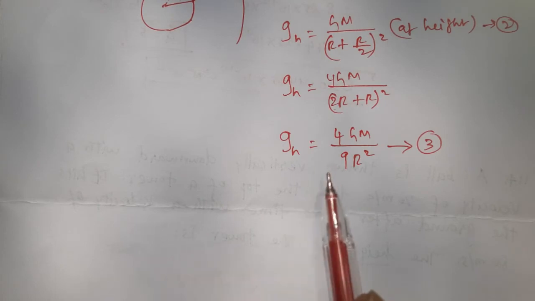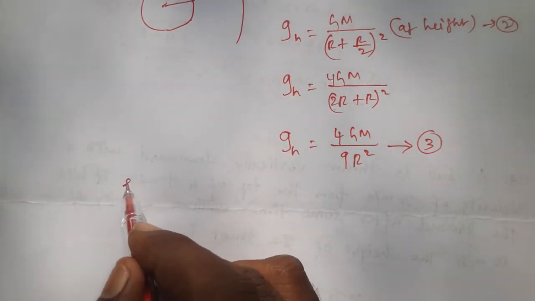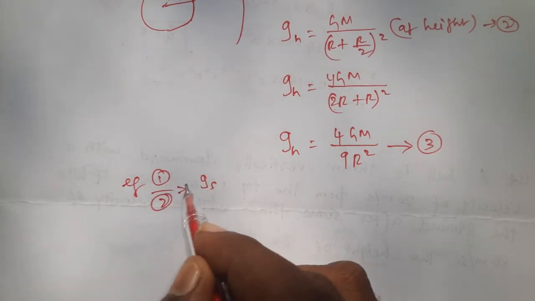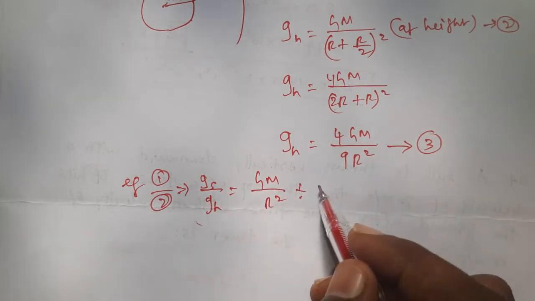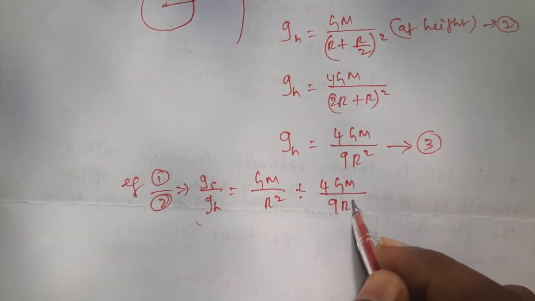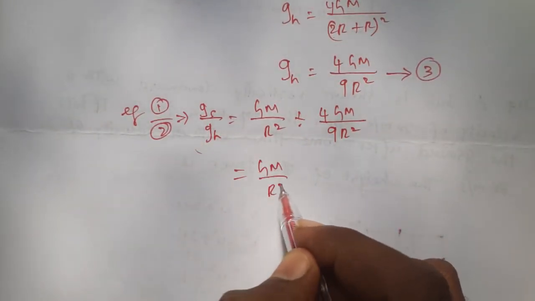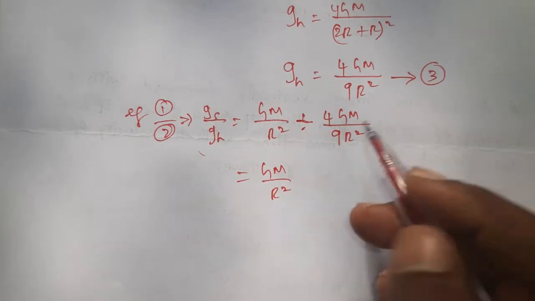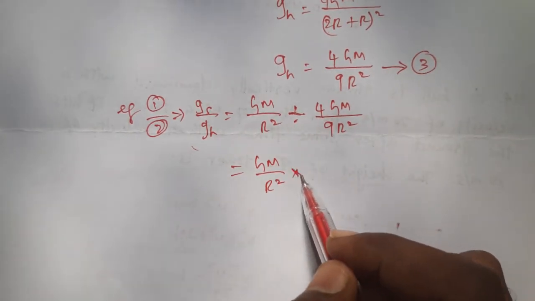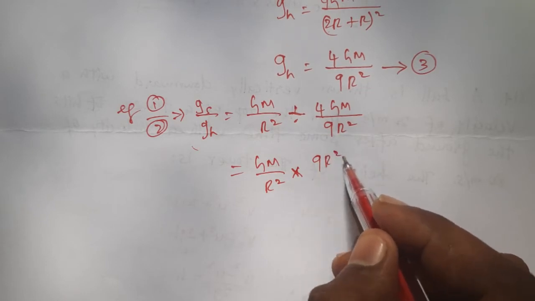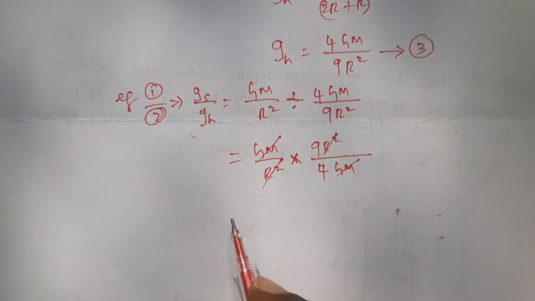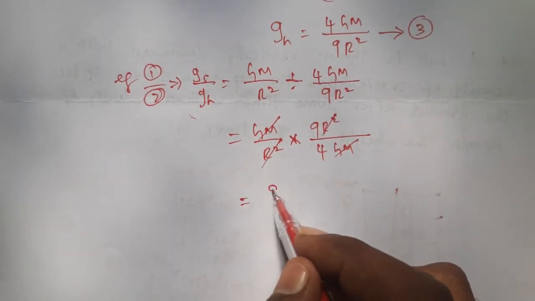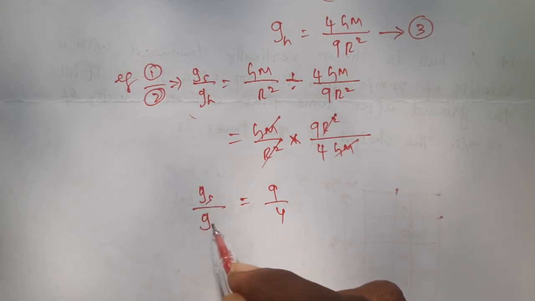Now we are going to divide these two equations to get the weight of the body at the height. So equation 1 by equation 3, gs by gh. The gs value GM by R square divided by the gh value 4 GM by 9 R square. If we change divide into multiplication, this will be the reciprocal, so 9 R square by 4 GM. GM is cancelled, R square is cancelled. Now the answer is 9 by 4. So gs by gh is 9 by 4.